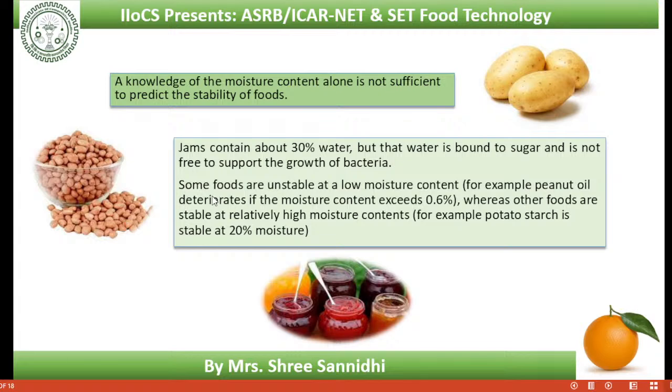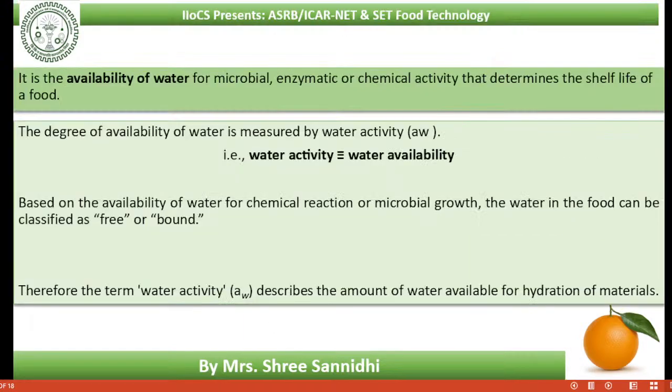Some other examples are, some foods are unstable at a low moisture content. For example, in peanuts, the peanut oil deteriorates if the moisture content exceeds 0.6%, whereas other foods are stable at relatively high moisture contents. For example, potato starch is stable at 20% moisture. So let us see the reason behind all these things.